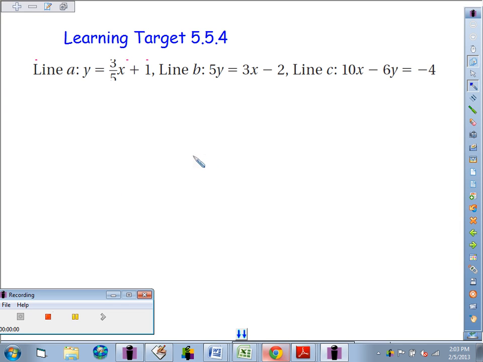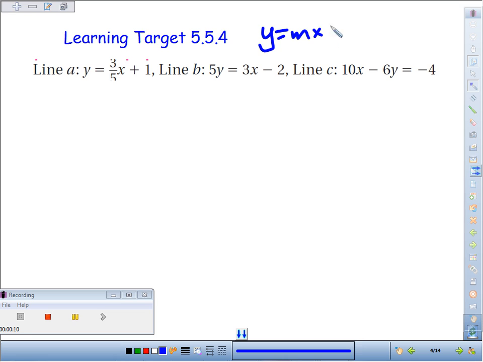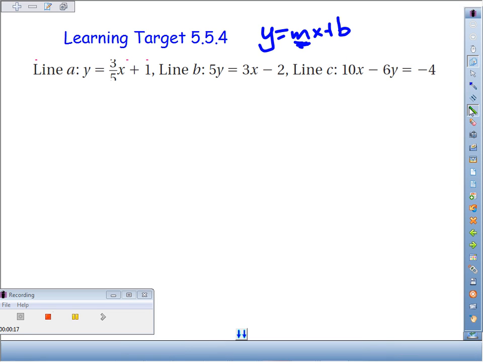Learning target 554 asks us to determine whether given lines are parallel, perpendicular, or neither, simply by identifying their slopes. The key is you have to have the equations in slope-intercept form, y equals mx plus b, because if you have y equals mx plus b, then you can find the m, the slope value. So you look at line A, y is by itself, I can see the slope is 3/5.